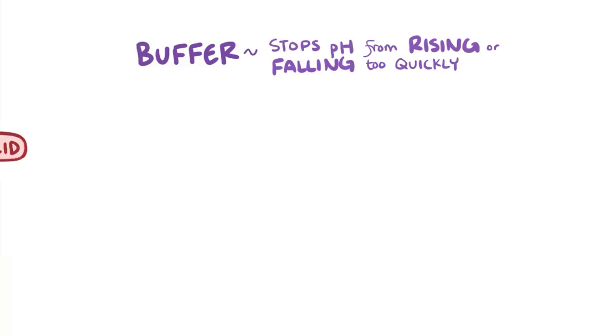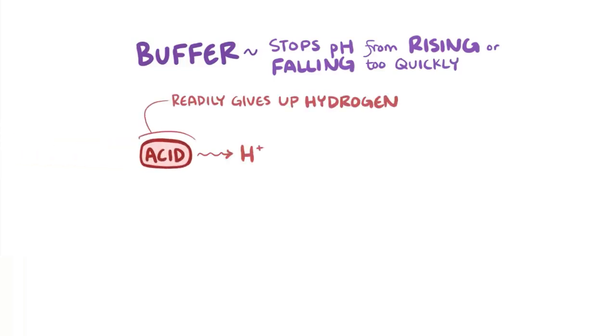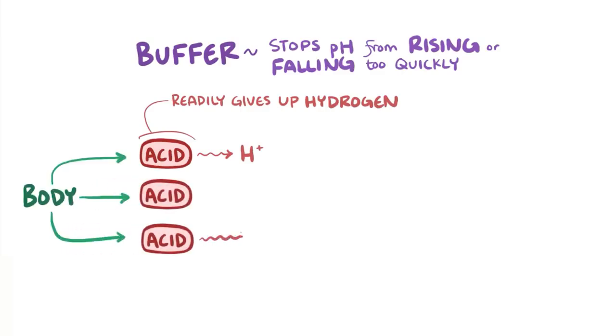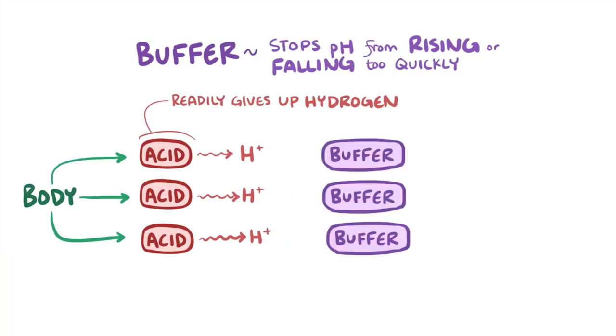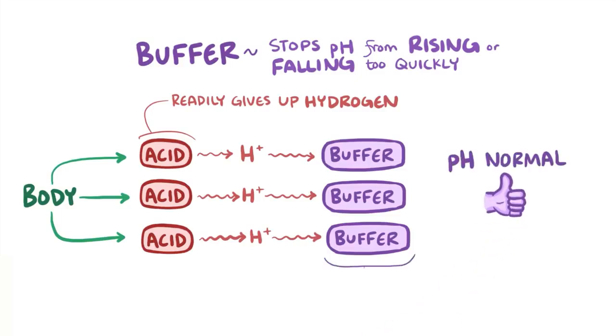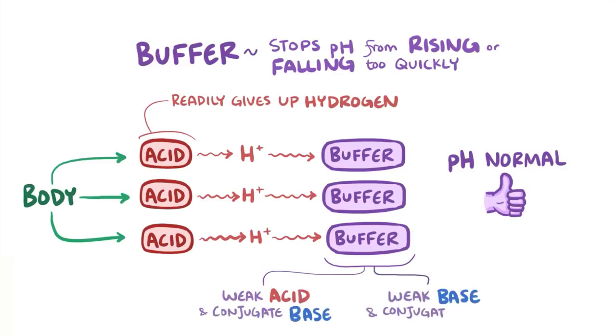The reason the body needs buffers is that acids, or molecules that readily give up their hydrogen ion, are being generated by the body all the time. These extra hydrogen ions would shift the pH into the acidic zone, so the body needs a way to handle them without a major shift in the overall pH. To accomplish this, buffers can essentially take on some of these extra hydrogen ions, and therefore keep the pH from dropping too much. Buffers are usually a weak acid with its conjugate base, or a weak base with its conjugate acid.